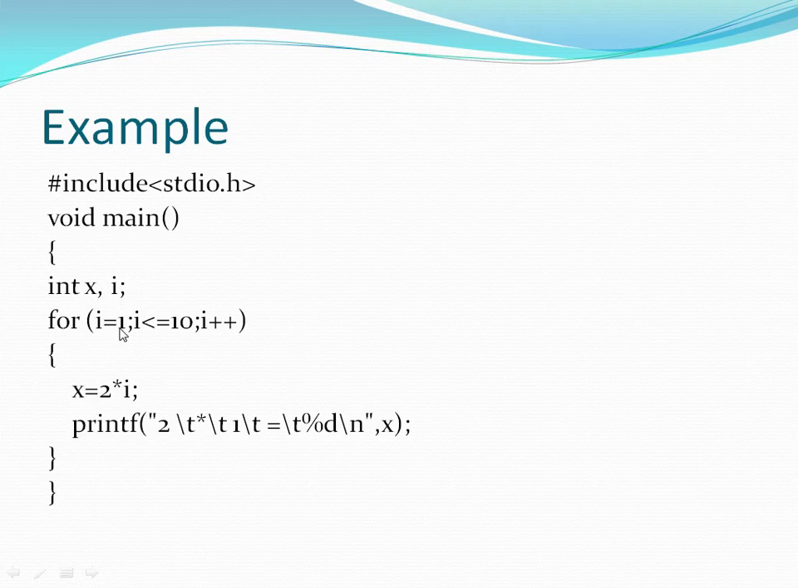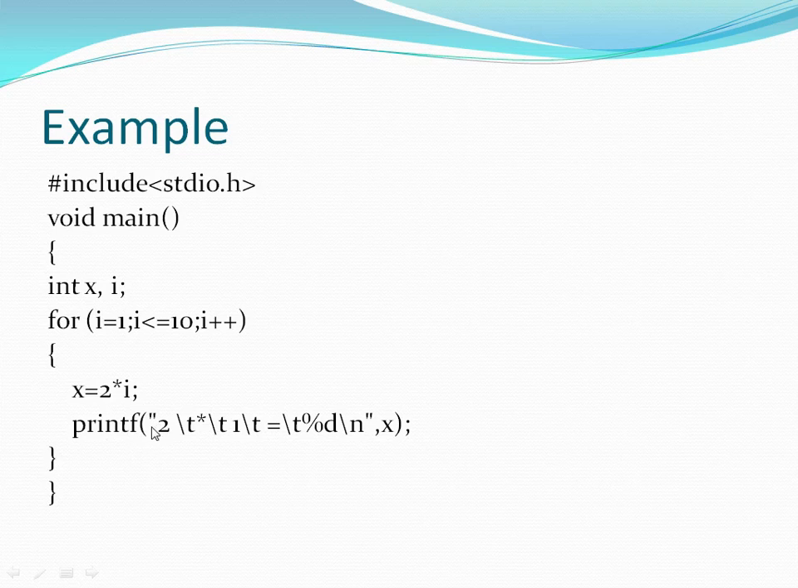So I we have given a value, we have assigned a value 1 to it, and x, now for x we are using the formula 2 into I. Whatever the I will have, it will be multiplied by 2. So now we are using formatted output function here, that is printf.